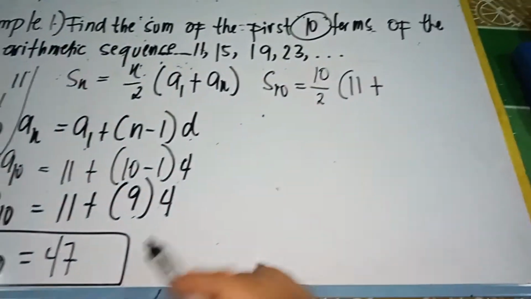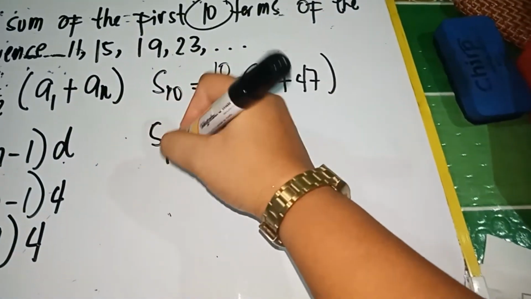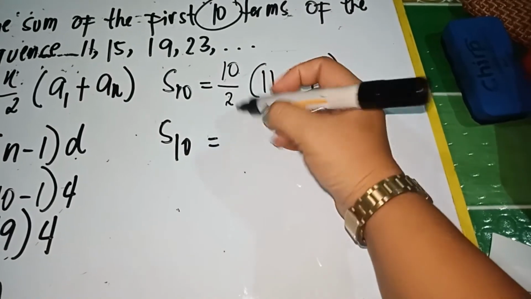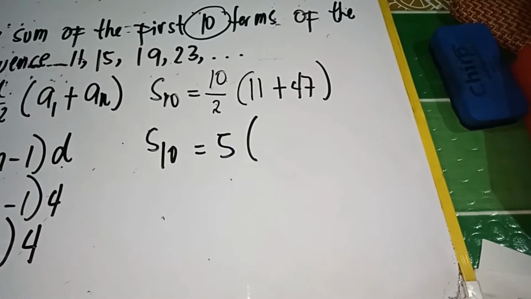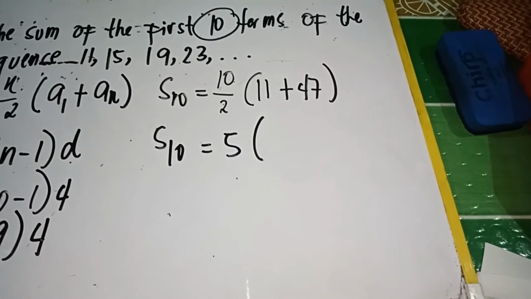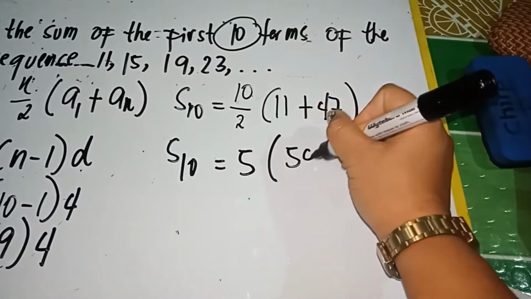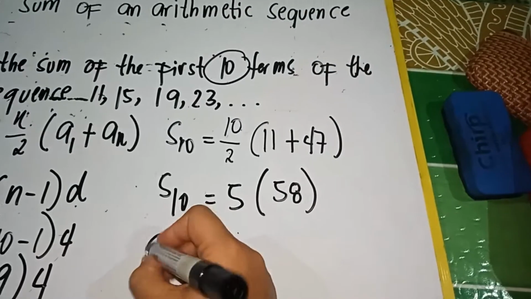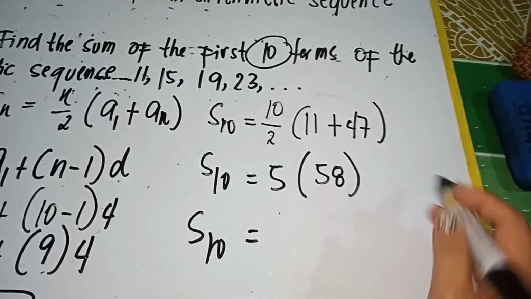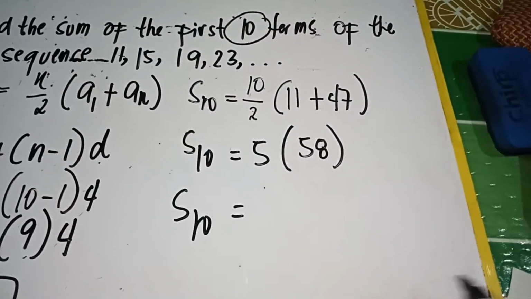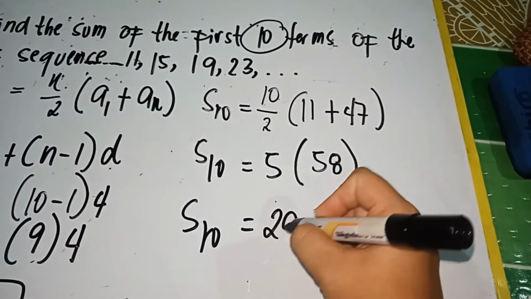Ano nga yung value ng a sub n natin? We have 47. So, s sub 10 is equal to 10 divided by 2, that is equal to 5. And then times 11 plus 47. The answer is equal to 58. Okay, so we have 58 here. Okay, so we have S sub 10. Again, yung operation na gagawin kapag parenthesis yan is multiplication. So, if you are going to multiply 5 times 58, the answer is 290.